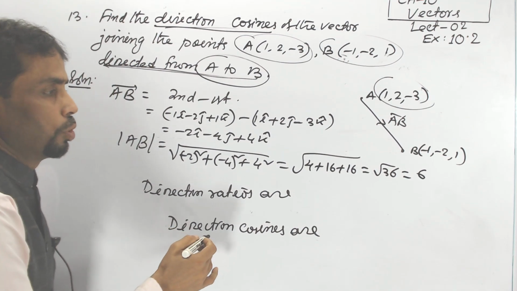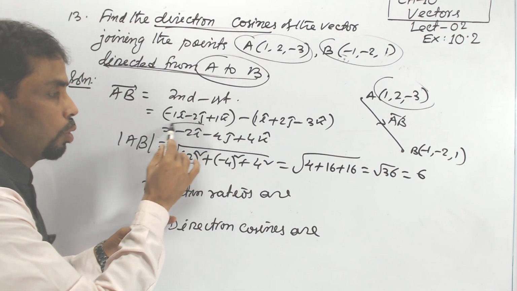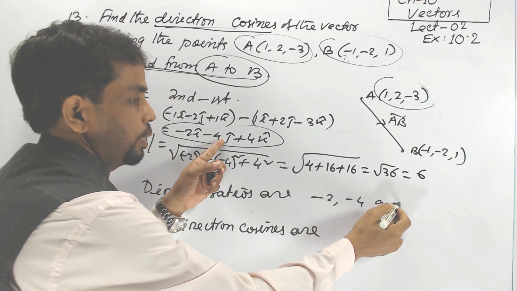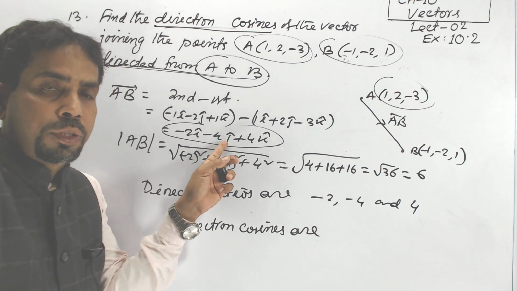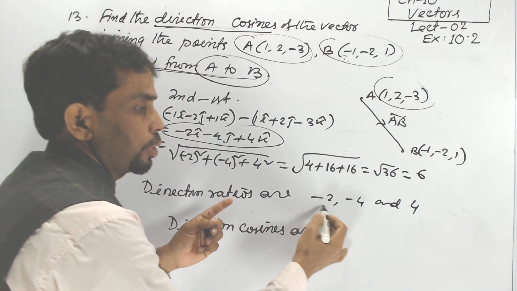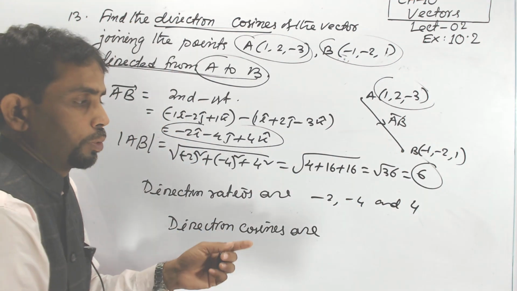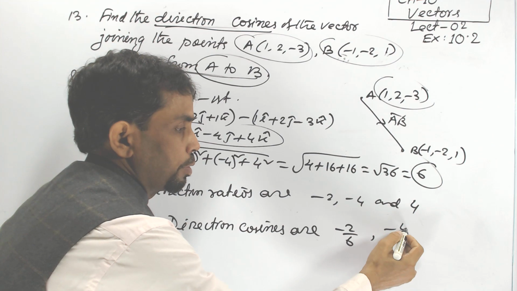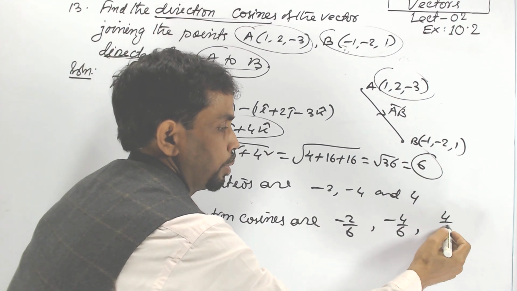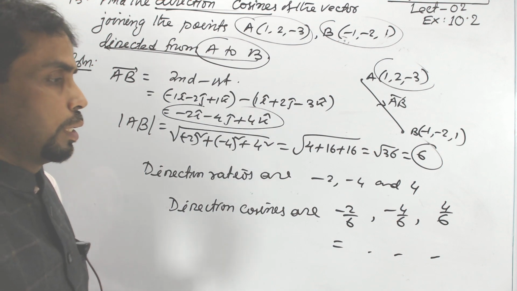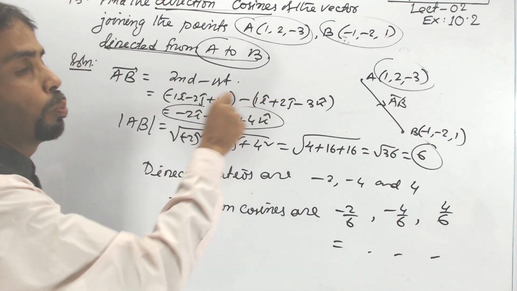Now the direction ratios are only the coefficients of i, j, k. That means -2, -4 and +4. These are the direction ratios of the vector. And we have learned that direction cosines are only the direction ratios divided by the magnitude. That means -2 divided by magnitude, -4 divided by magnitude, and 4 by magnitude, and we can cancel and simplify. So this is how we find the direction ratios and direction cosines if two points are given.